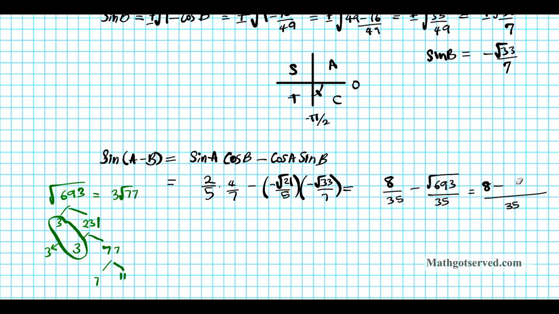So we can see that our final answer is 8 minus 3 root 77 over 35 as the value of sine A minus B, all right? Which is option letter A.